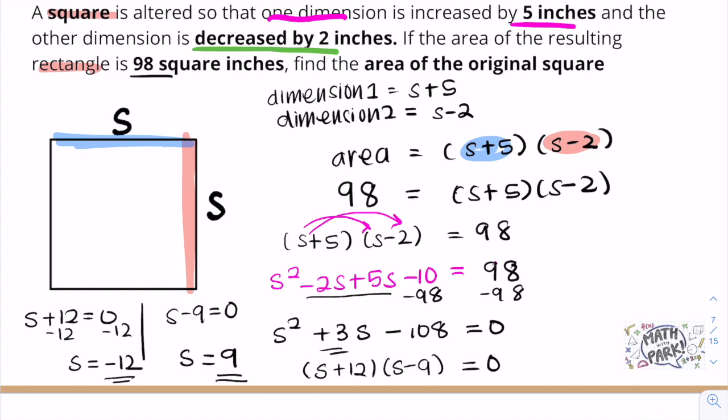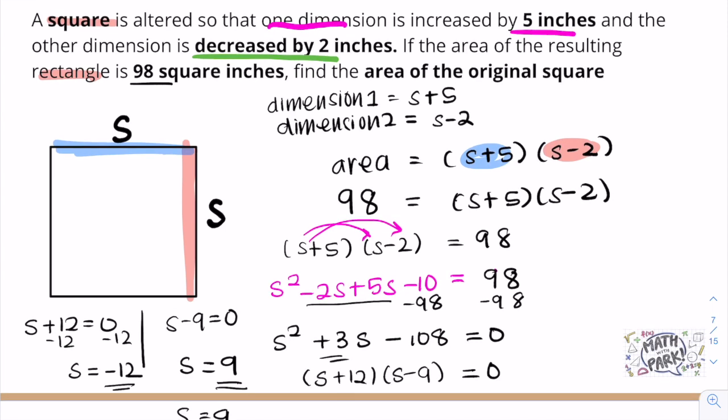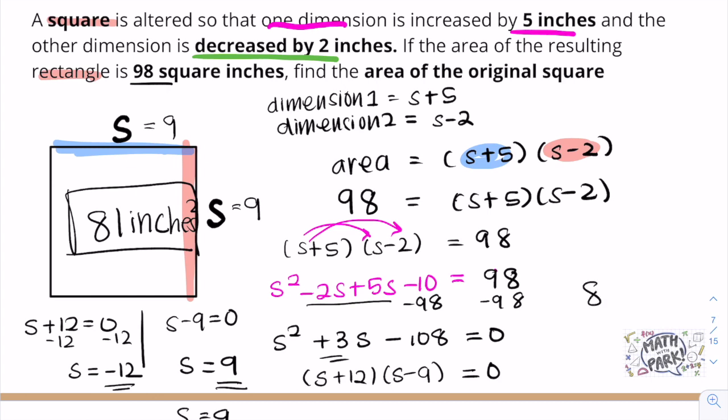Well, if you said yes, side length can be 9, you are correct. But if you say yes, the side length can be negative 12, then you are incorrect because the side length cannot be a negative value. So your final answer is that S can only be represented by 9 inches. So to find the original area, 9 times 9 is 81 inches squared. So your answer would be 81 inches squared. If you got it right, good job.